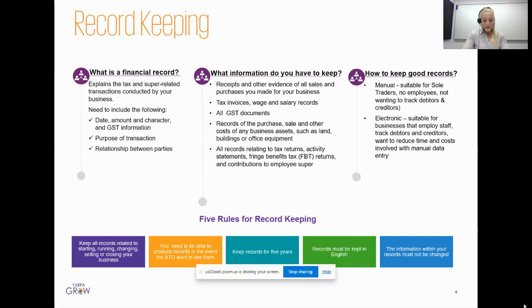Number 1, you need to keep all records relating to starting, running, changing, selling, or closing your business. Number 2, the information within your records must not be changed. Number 3, you need to keep records for 5 years. These don't have to be physical records. You can keep an electronic copy. 4, you need to be able to produce records in the event the ATO wants to see them. And 5, records must be kept in English or easily converted to English.